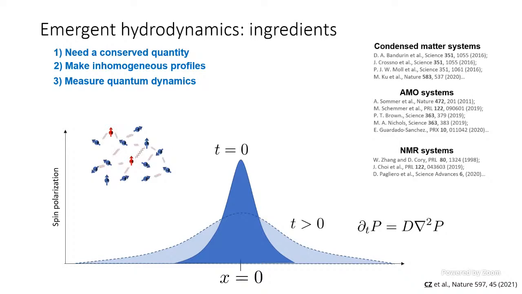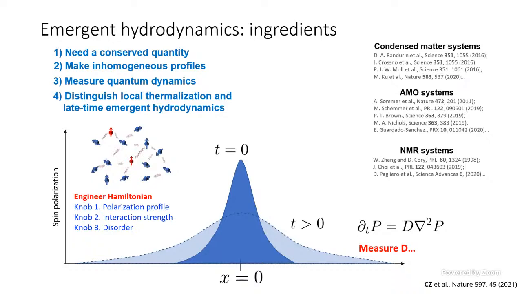And then, because we are looking at the late time emergent dynamics, we need a direct way to distinguish, for example, the local thermalization and the late time hydrodynamic behaviors. And as this is a quantum system, to study the dynamics, ideally you also need a way to engineer your microscopic Hamiltonian. For example, you want to have a knob to change the interaction strength, and also change the disorder, and see how each of these microscopic parameters affects your hydrodynamic parameters.